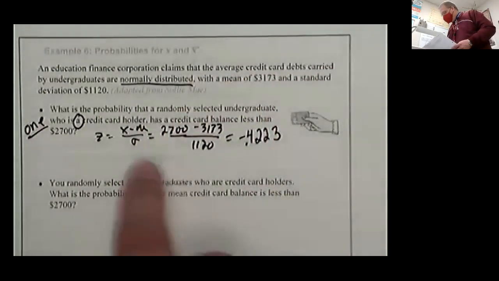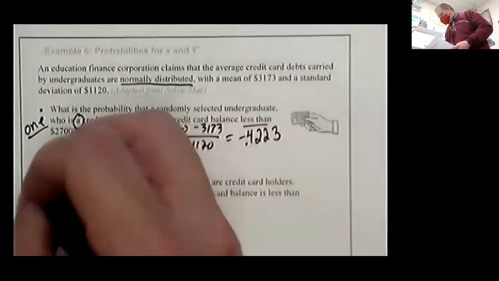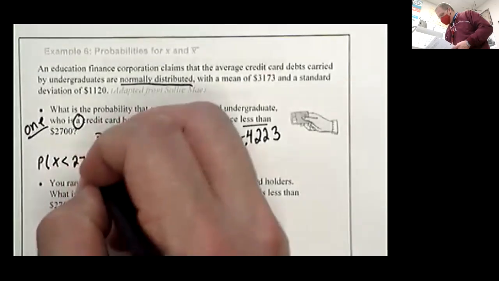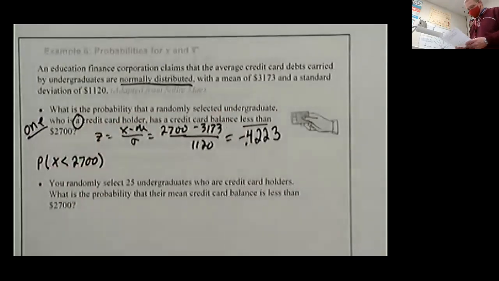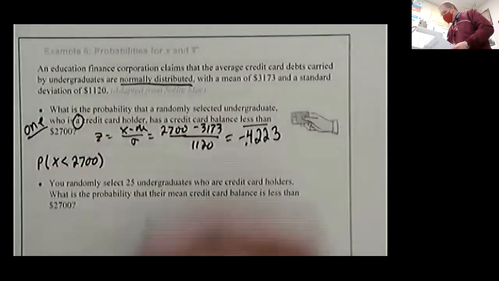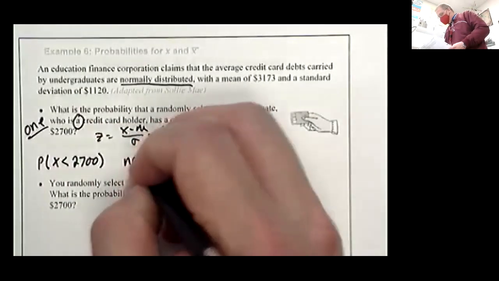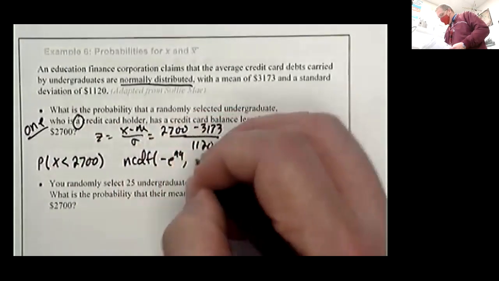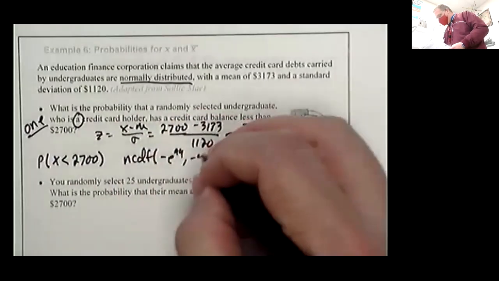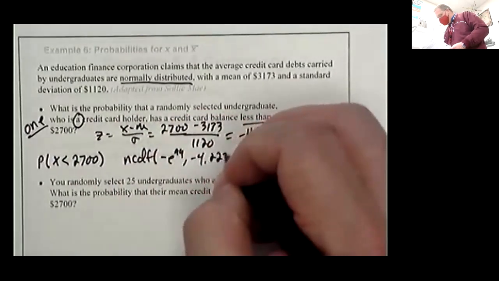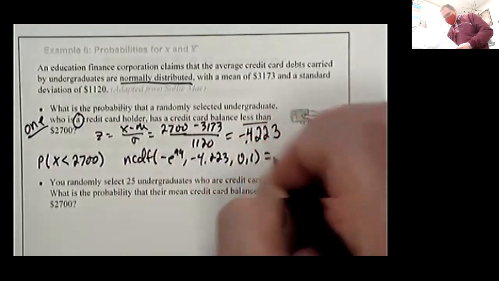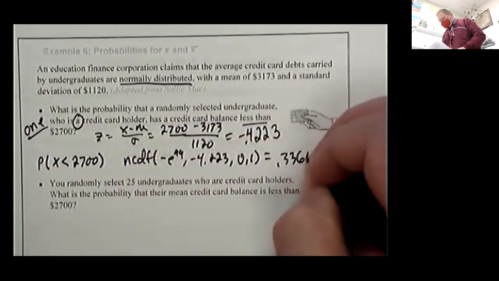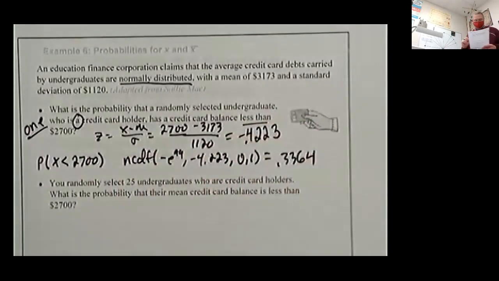And what do we want? We want the probability that X is less than $2,700. Therefore, when we look at our graph, our left-hand bound is negative infinity, so normal cumulative distribution function, negative E to the 99. We're stopping at negative 0.4223, 0 and 1. That gets us a probability of 0.3364. That was for one person.